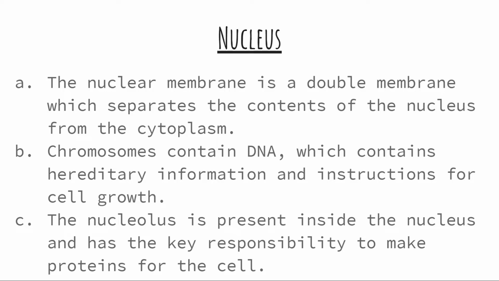The second thing that the nucleus contains is chromosomes. The chromosomes contain DNA, which is your hereditary information and instructions for cell growth. It contains all of your genetic information. The third thing that the nucleus contains is the nucleolus. The nucleolus is present inside the nucleus and has the key responsibility to make proteins for the cell.